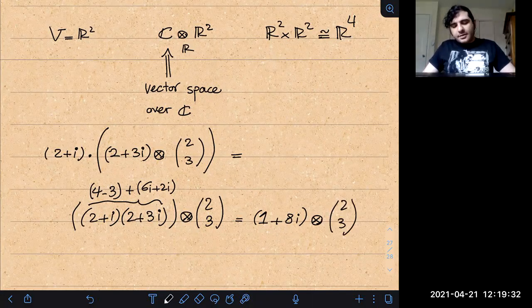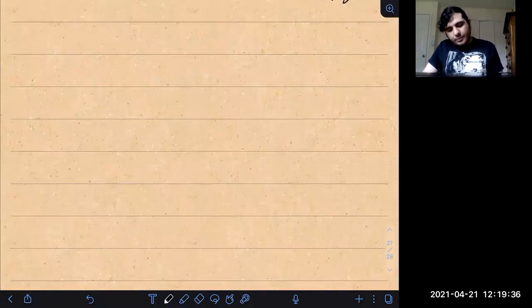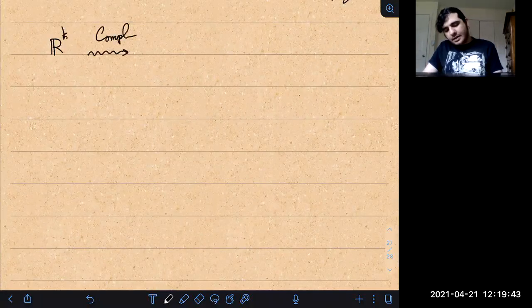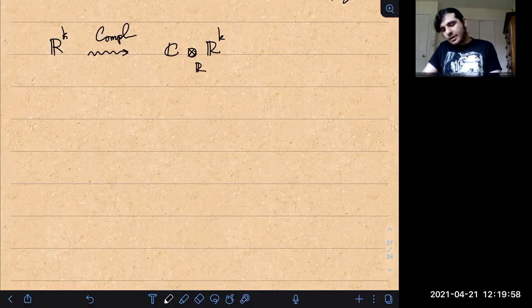So this process of multiplication can be carried over to a lot of things. If you pick RK and you complexify it, it means tensor it with RK over R. The good way to think about it is not RK times RK.